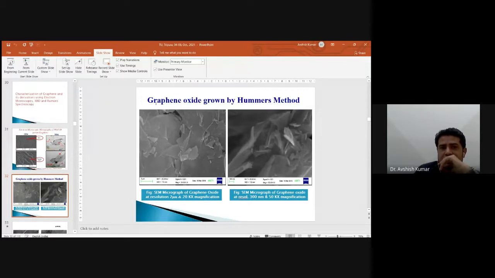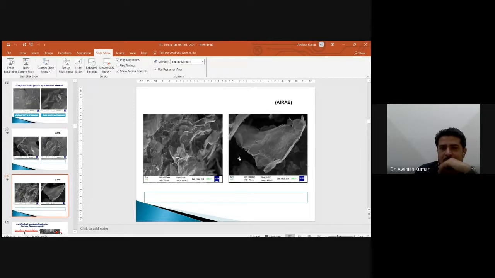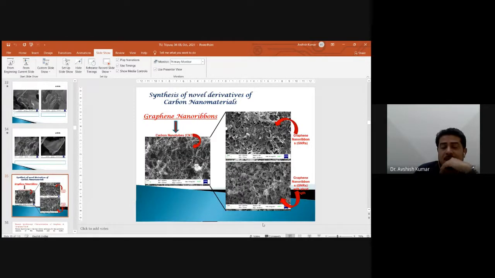These are the graphene oxide grown by Hummers method, which I have shown you here, and for further confirmation you can go for XRD and Raman spectroscopy. And these are the nano ones I was just talking about. This is our actual picture, and using the unzipping of carbon nanotubes, we have synthesized these graphene nanoribbons.